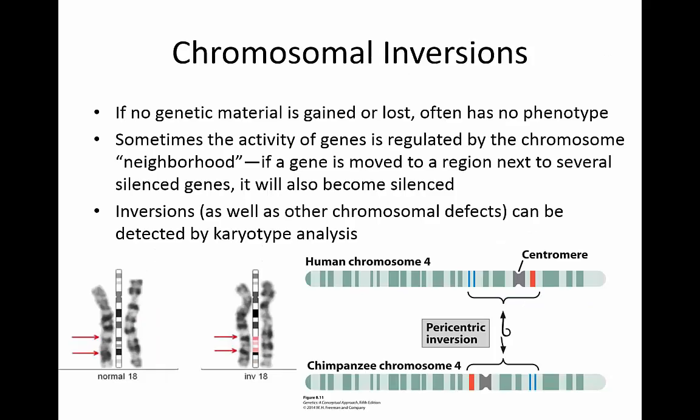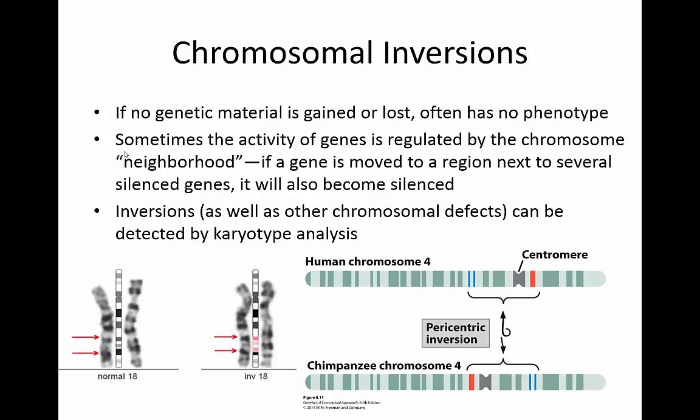So with chromosomal inversions, I want to make the point that there is no genetic material that is either gained or lost. And so this is simply a switching around of the order of the genes on a chromosome. So you would think that there wouldn't be a severe phenotype, and in fact, sometimes there really isn't a severe phenotype. However, occasionally you actually do get a phenotype.